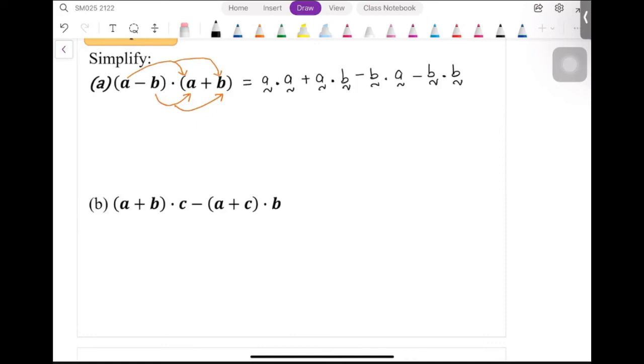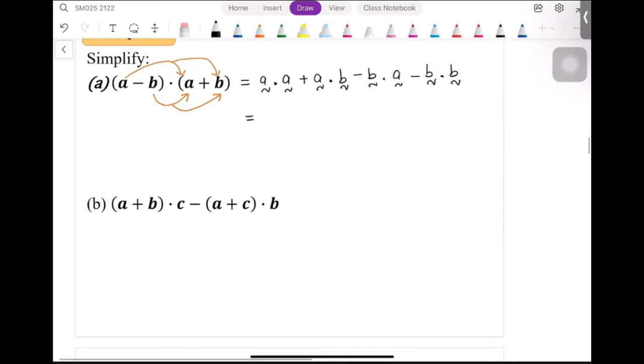Okay, after that, simplify using properties. For the first part, A dot A, since this is a dot product with the same vector, we can simplify it as magnitude of A squared. A dot B and B dot A are basically the same thing, so these can be cancelled out. And then the last one, B dot B, we can rewrite as magnitude of B squared.